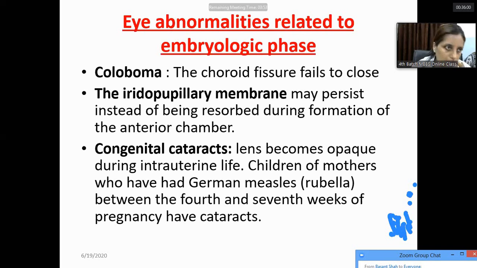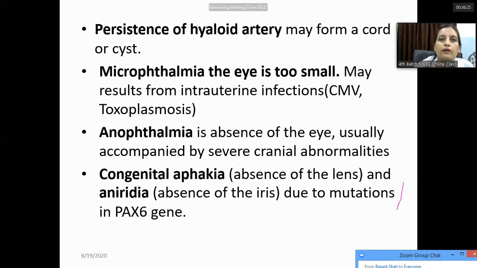So there are different causes of congenital cataract, which can be maternal or fetal. Any cause during the intrauterine period or during pregnancy that makes the lens opacify during intrauterine life is called congenital cataract. So cataract is any opacification in the lens. Persistence of the hyaloid artery may form a cord or cyst, and microphthalmia, where the eye is small, may result from intrauterine infections, that is TORCH infections.